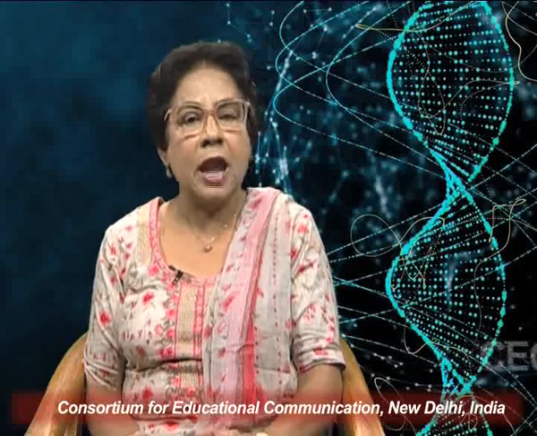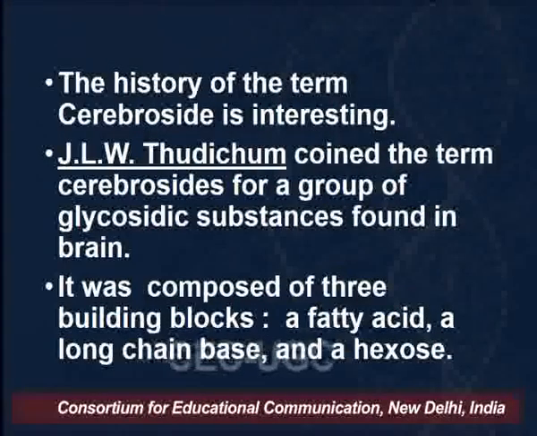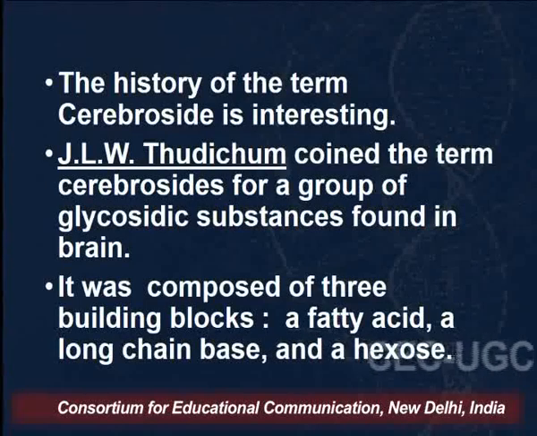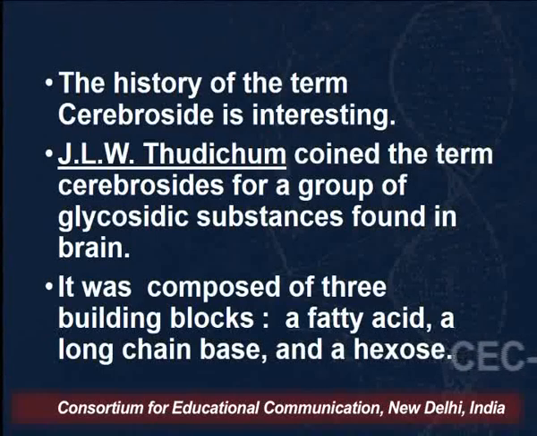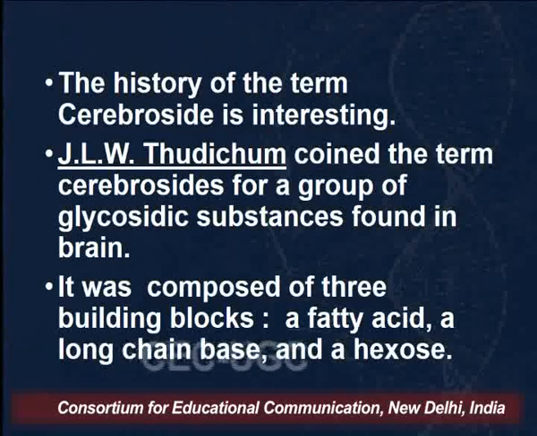We discussed that cerebroside is a trivial name, and behind the term cerebroside there is a very interesting history. J.L.W. Thudichum coined the term cerebrosides for a group of glycosidic substances found in brain, and he said that it was composed of 3 building blocks: a fatty acid, a long chain base, and a hexose. He did not say that the long chain base was sphingosine. He just said a long chain base.